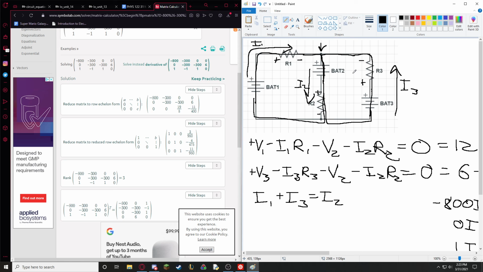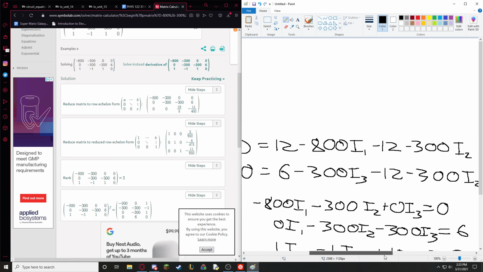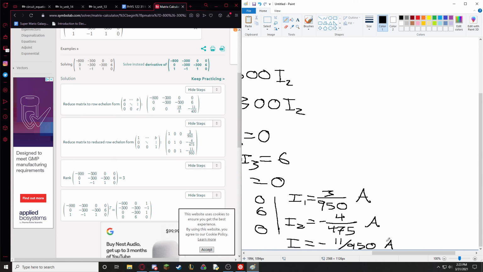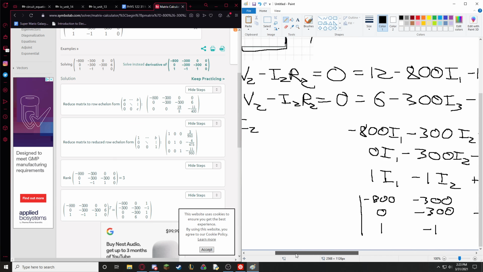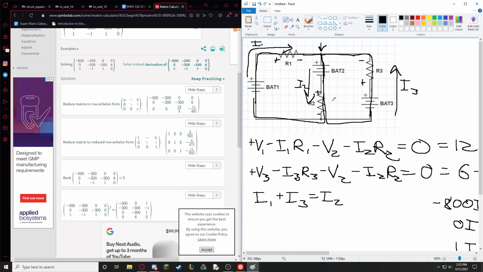So David, you guessed wrong for the directions of our currents. Oh no. What the hell? God damn it. Yeah, so we've solved for our values for our currents, and we know that because I2 and I3 are negative, I2 is actually upwards and I3 is actually downwards. Cool. Does that make sense?